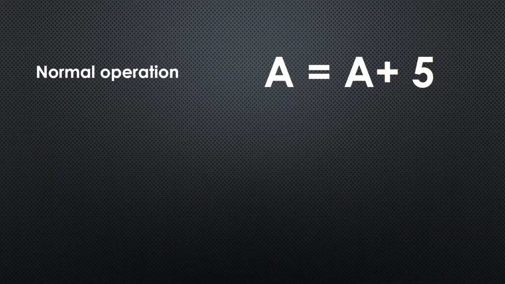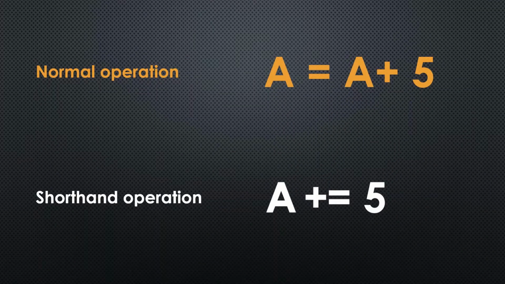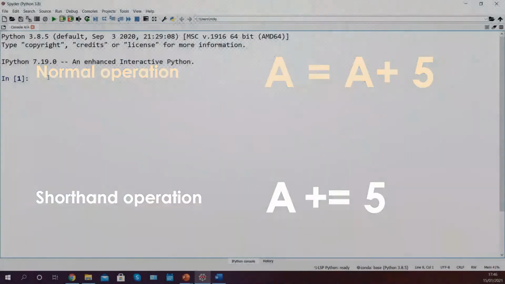Let's take a equals a plus 5 as an example for a normal operation. In its shorthand representation, we have a plus equals 5. In this case, the a's have combined into 1, and the two operation signs have joined into a shorthand operator. Using shorthand operations can save a lot of space during coding, especially when dealing with long variable names. Now, let's see some other examples of shorthand operations.